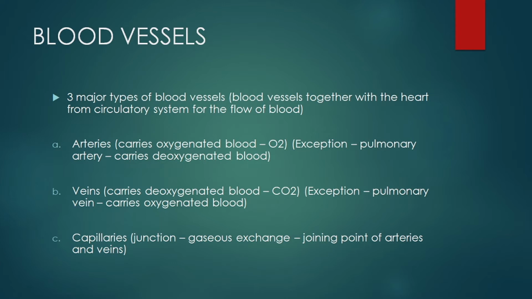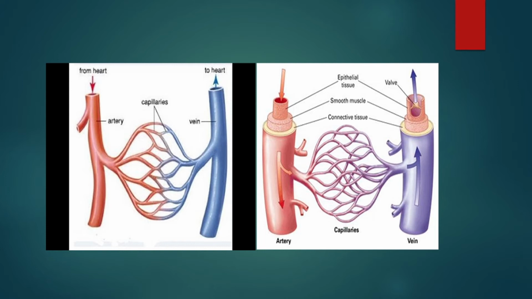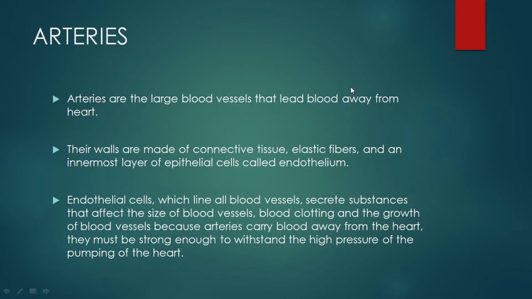Capillaries act as a junction where the gaseous exchange occurs, and these are the joining point of arteries and veins. In the first image, we can see the artery and vein join together, and the joining point is the capillaries. And in the second image, we can see the artery and vein are made up of connective tissue, smooth muscles and epithelial tissue.